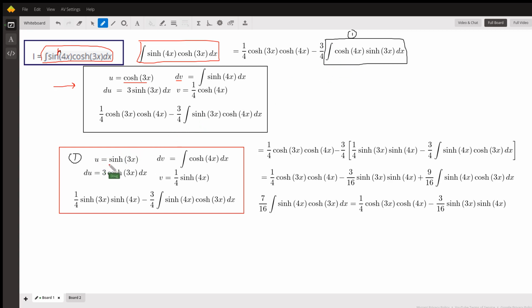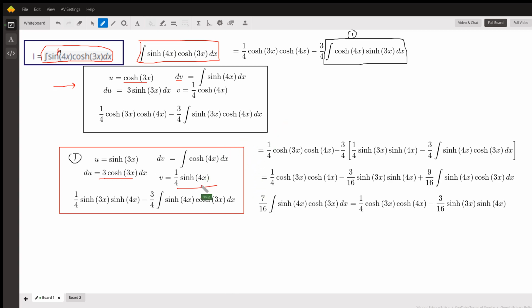This time I'm going to let u equal the hyperbolic sine of 3x, which means dv is the integral of everything else, the hyperbolic cosine of 4x. So du looks like this, v looks like this, and applying integration by parts, u times v is 1/4 sine of 3x sine of 4x minus v du. Well, 1/4 times 3 is the 3/4 times the integral of hyperbolic sine of 4x times the hyperbolic cosine of 3x dx.